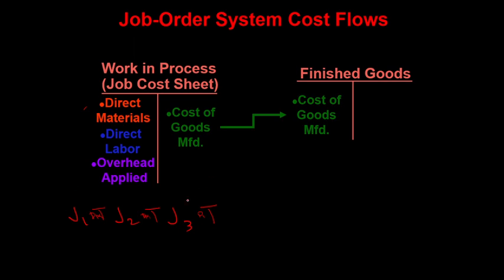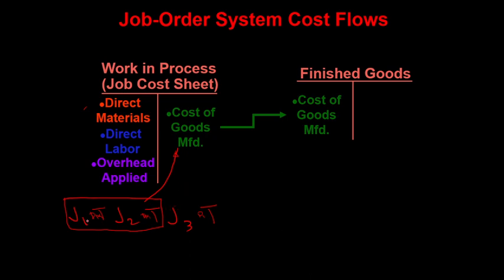So, it's possible that for the current period, only job number 1 and job number 2 is finalized. So, sila lang yung natapos. So, they will form part of your cost of goods manufactured. So, the ending balance now will come from your job number 3. So, those are just some of the common questions. That at the end of the period, how much is the total materials incurred by the company? That's the direct materials from J1, J2, and J3. Oh, ganun. How much is the cost of goods manufactured?